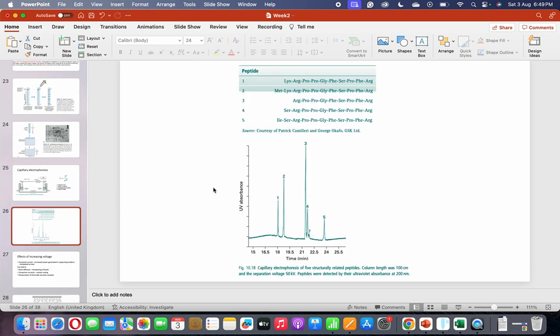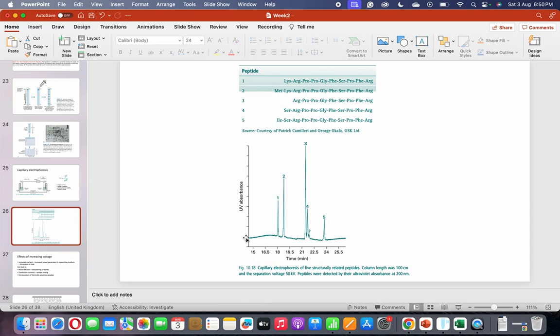So this is just an example of what a capillary electrophoresis trace can look like. What they've separated is 5 different peptides. Can you imagine how small that is? 5 separate peptides that are just different in 1 or 2 amino acids. If you just ran this on an SDS-PAGE gel, you would not see any difference between these. But what you can see is all of these have slightly different charge and slightly different size.